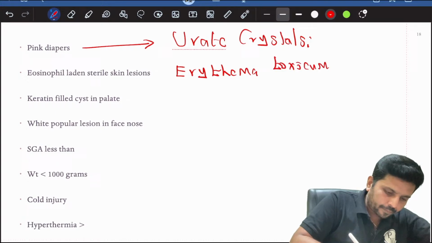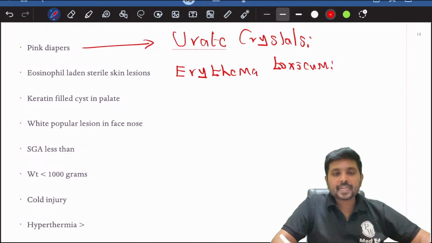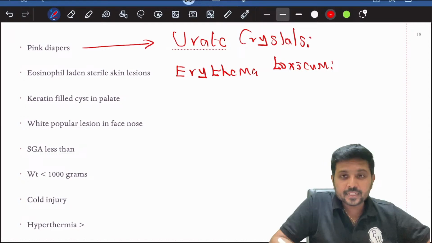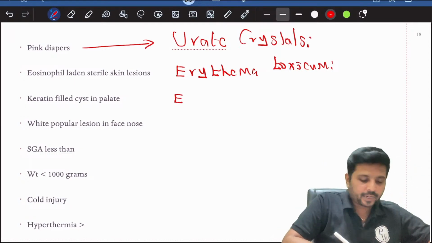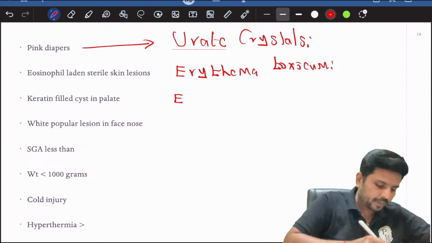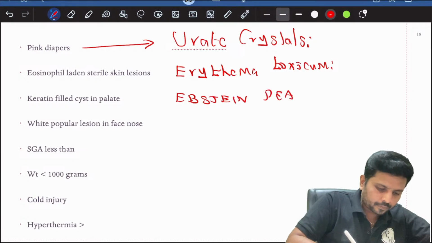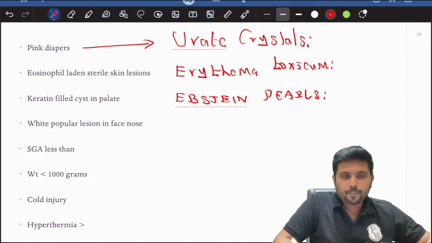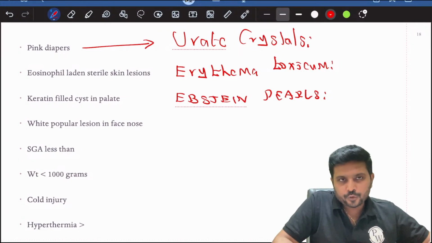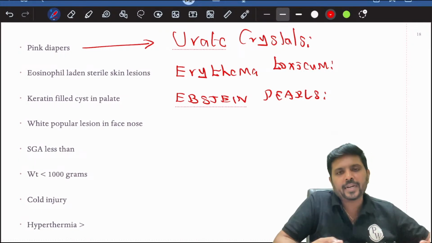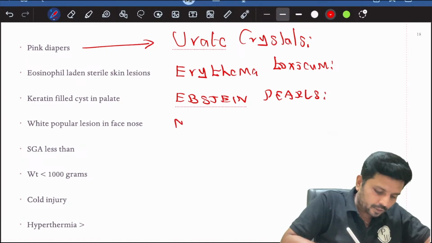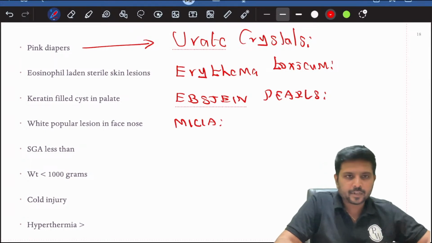Again, benign. Keratin filled cyst in the palate is for keratin. What is that? Epstein pearls. What is that white papular lesion in face and nose in newborn? These are all the normal neonatal skin condition. It is called milia. Again, benign condition. Milia is a benign condition.